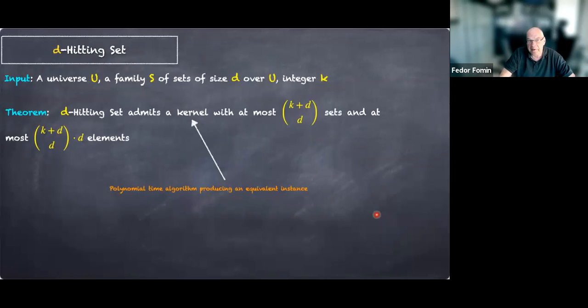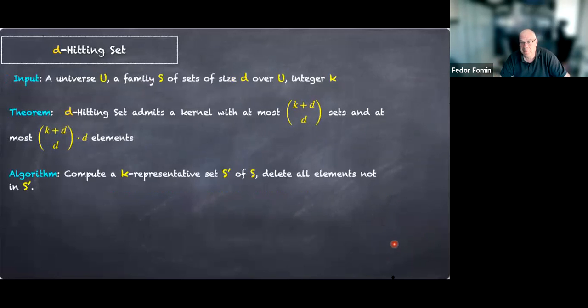So the theorem: d-hitting set admits a kernel, or in other words, a polynomial time algorithm producing an equivalent instance with at most k plus d choose d sets and at most k plus d choose d elements. This is the statement of the theorem, and the algorithm, of course, is the following. Compute a k-representative set S prime of the set S, and delete all elements which are not in S prime. Simple like that.